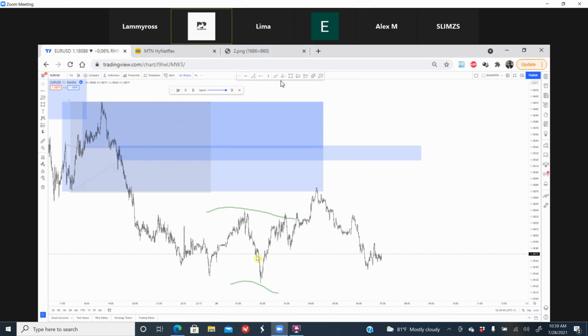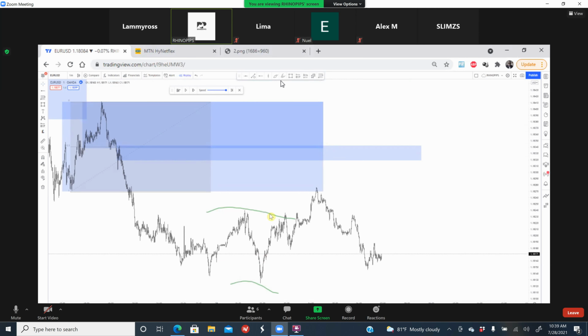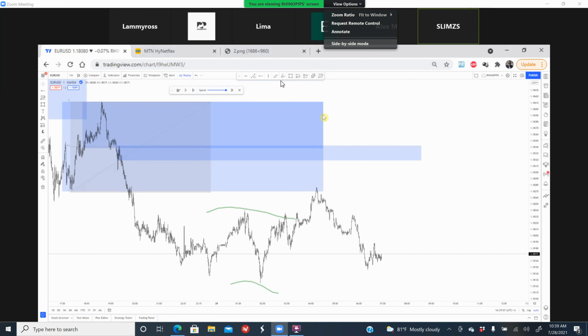What can you see? Coming into Frankfurt, what you need to quickly look at is that, okay, where is your inducement? Where is your fake BOS? Where is the mitigation? If there is anything like that.